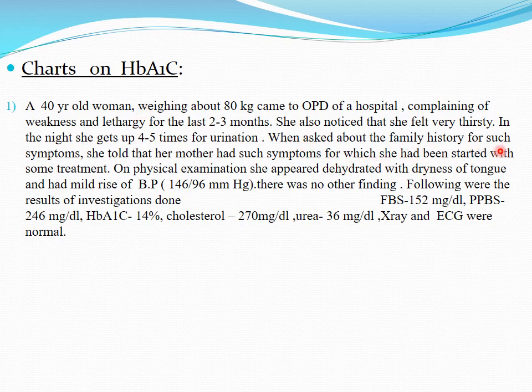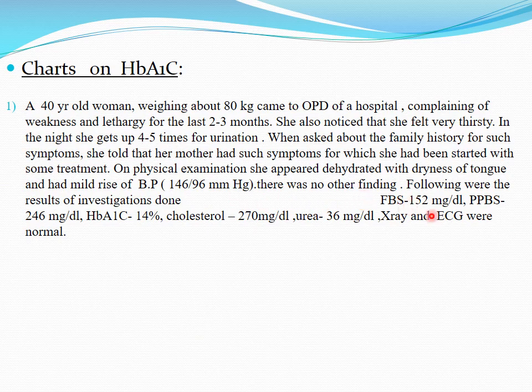When asked about the family history for such symptoms, she told that her mother had such symptoms for which she had been started with some treatment. Maybe it is some insulin or oral hypoglycemic, whatever, she does not know. On physical examination, she appeared dehydrated with dryness of tongue. She had mild rise of BP. And there were no other findings. Following are the results of investigations done.